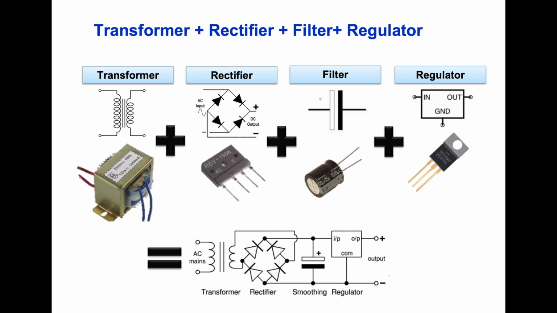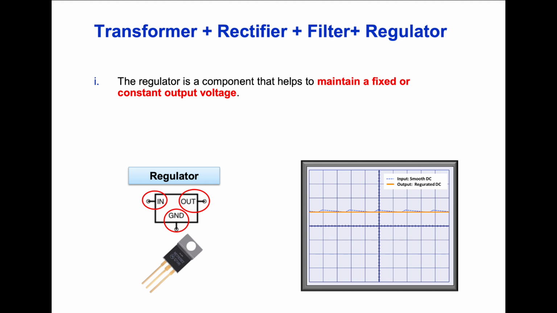So transformer, rectifier, filter. This is the symbol for the filter, and this is the symbol of the regulator, and this is the real picture of the transformer, rectifier, filter and regulator. The circuit for the combination of transformer, rectifier, filter and regulator is as shown here. The regulator is a component that helps to maintain a fixed or constant output voltage. The regulator has 3 terminals, in, ground and out, and it will eliminate all the small ripple.